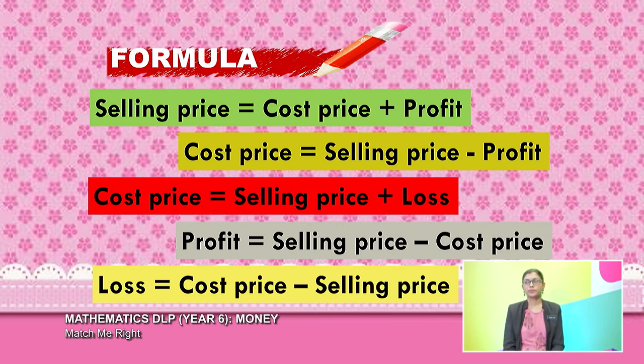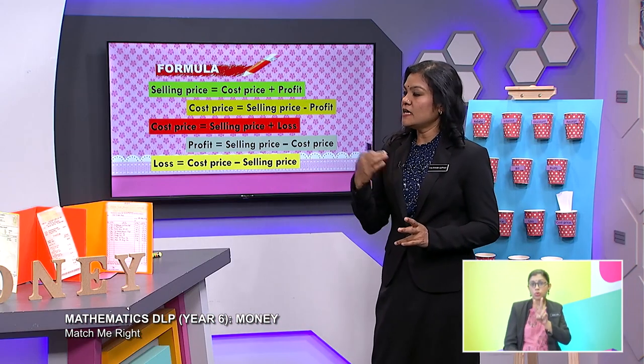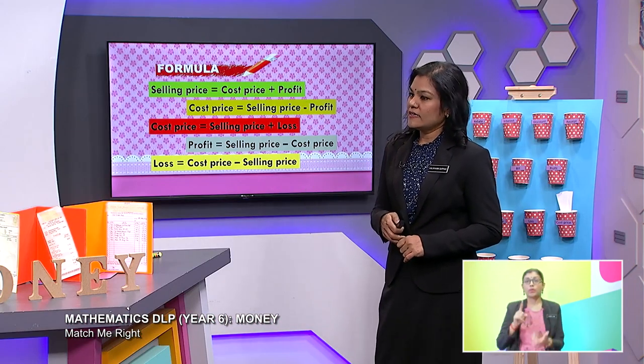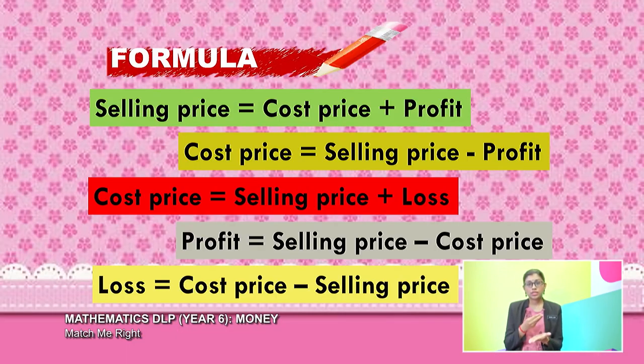Next. Okay, these are the formulas, students out there. Sean, can you read the formula? To find the selling price, it is cost price plus profit. If you're looking for the cost price, it's selling price minus profit. As for the cost price, we have two situations here. One is we minus the profit, the other one is we plus the loss. For loss, cost price is equivalent to selling price plus loss.